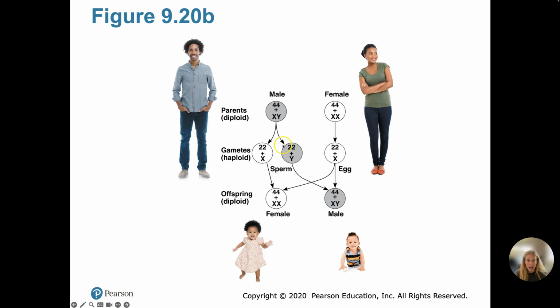If the male passes on his Y chromosome, then the resulting offspring will be male because the mother, the female, will pass on her X chromosome and the male will pass on his Y chromosome. An XY individual is a male. So males determine the sex of the offspring because females will always pass on the X chromosome, whereas males have a 50-50 chance of passing on either their X or their Y chromosome.